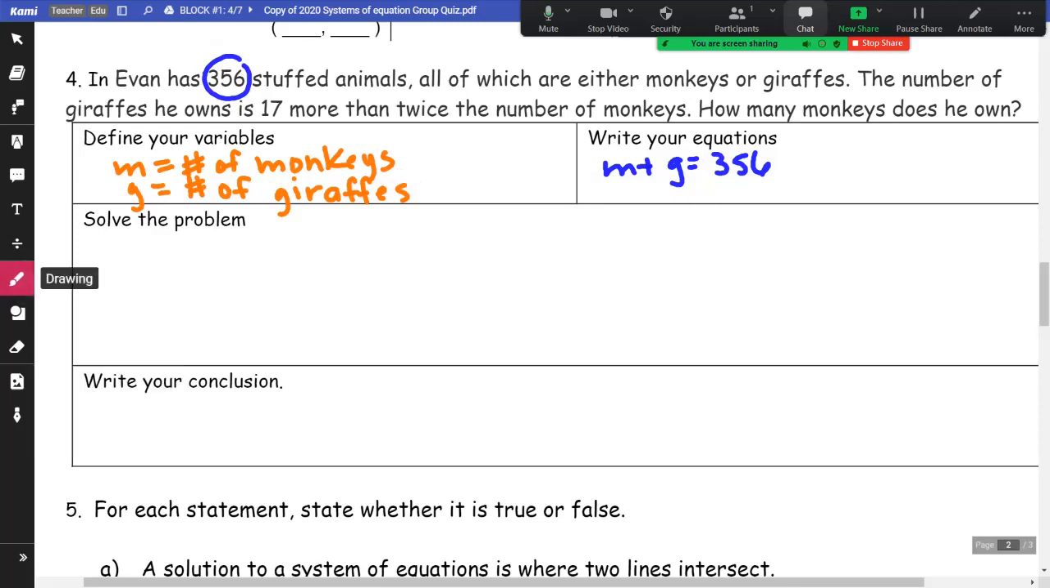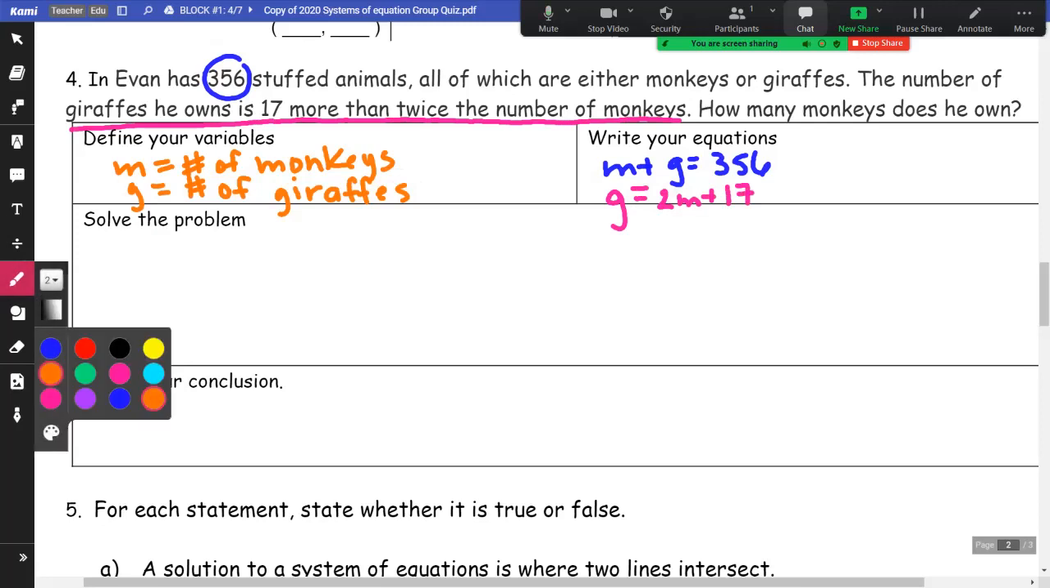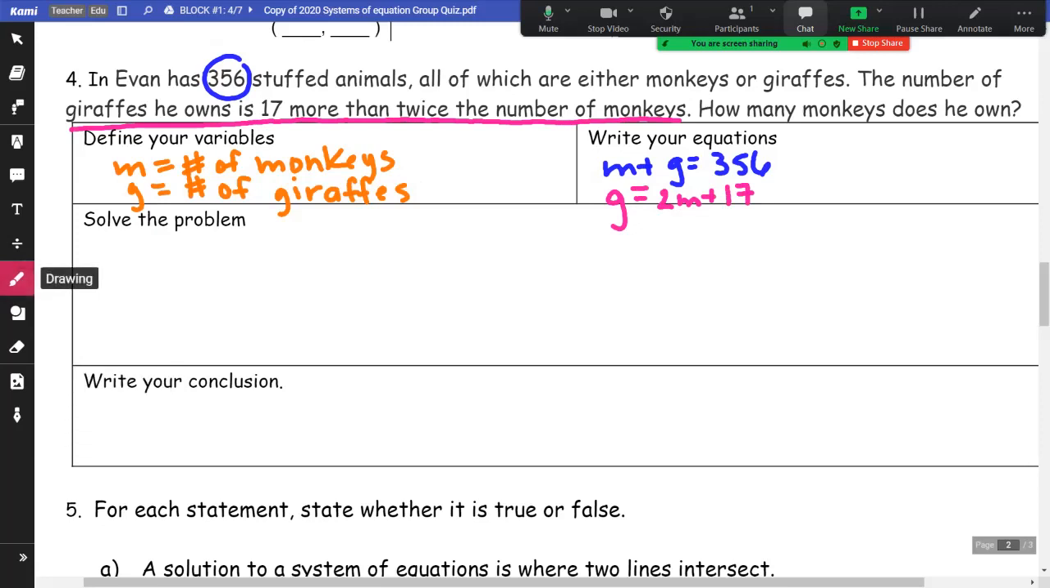Then I'm going to deal with this, where it says the number of giraffes is 17 more than twice the number of monkeys. Okay, so the number of giraffes is G equals 17 more. So 17 more means I'm adding 17 onto twice the number of monkeys. 2M, twice the number of monkeys, and it was 17 more. So 2M plus 17. Now, in this case, one of them is in G equal form. So this 2M plus 17 is going to go in place of G in the equation above.